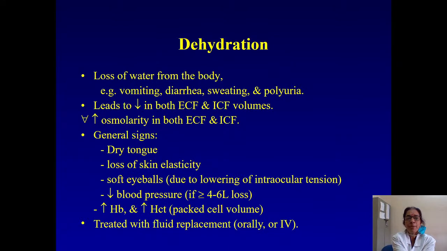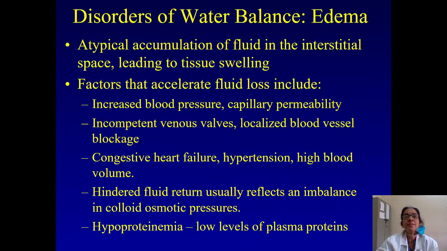So how do you treat these patients? Treat with fluid replacement. Either give it orally, that is why they are asked to drink glucose water or nariyal pani, coconut water. Or give it IV. You can give them normal saline. Normal saline is preferred over 5% dextrose. What are the disorders? Why does water get accumulated in the interstitial spaces?